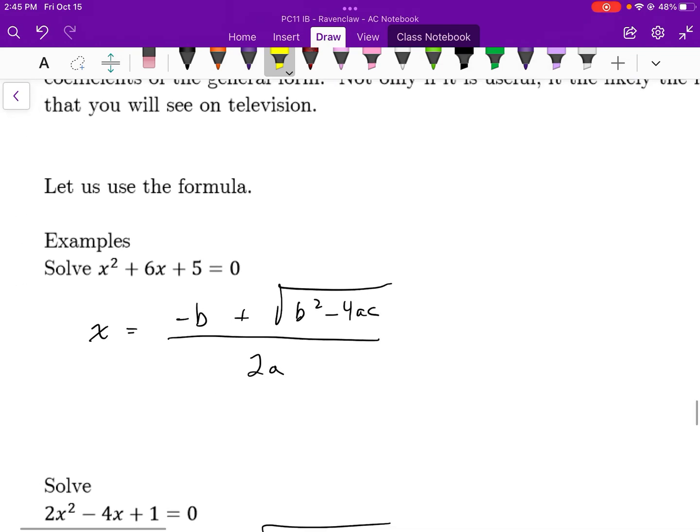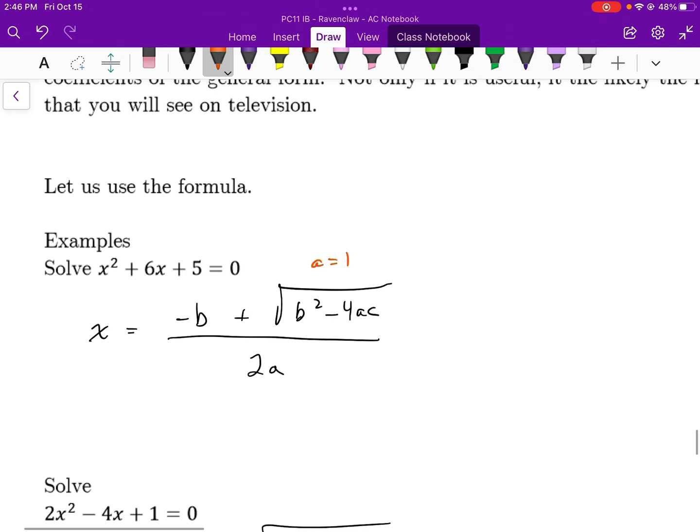So right now, we can solve x squared plus 6x plus 5 is equal to 0. Now, looking at this question, you're probably saying to yourself, I could easily factor this. Yeah, you can, but that's not the purpose of the lesson. So I'm going to write down the quadratic formula.